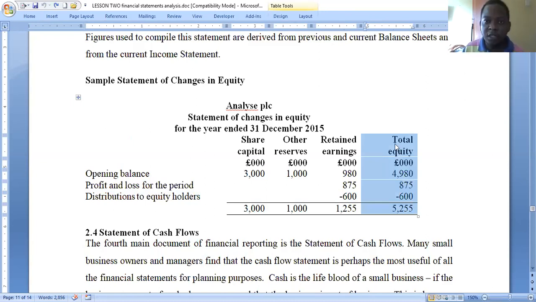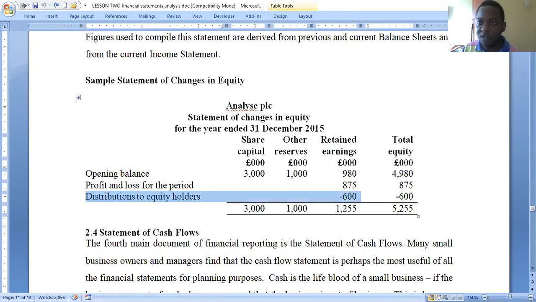So the total equity is made up of share capital plus reserves plus retained earnings minus the distribution to the shareholders, in this case in form of dividends. And that is a statement of changes in equity, which is also known as a statement of retained earnings. In partnership, it's referred to as a profit and loss appropriation account.